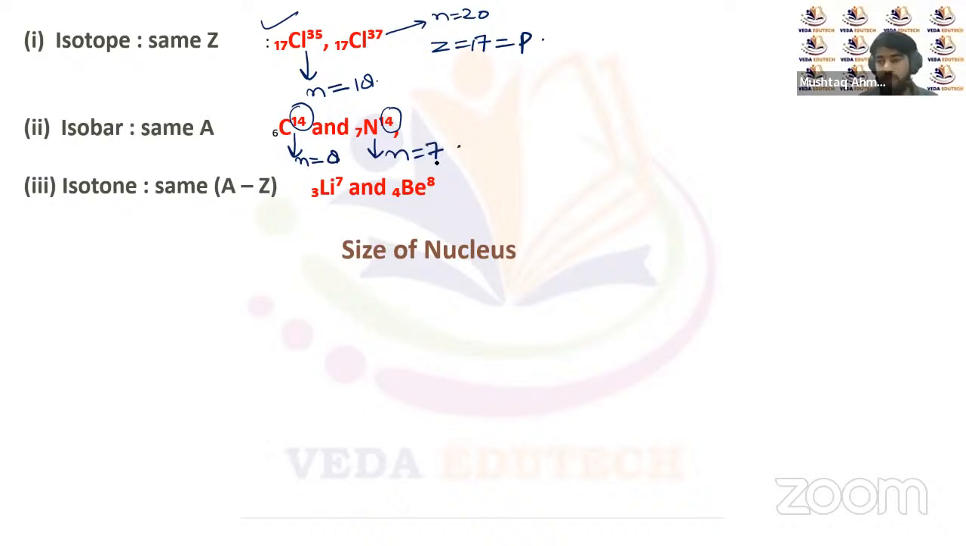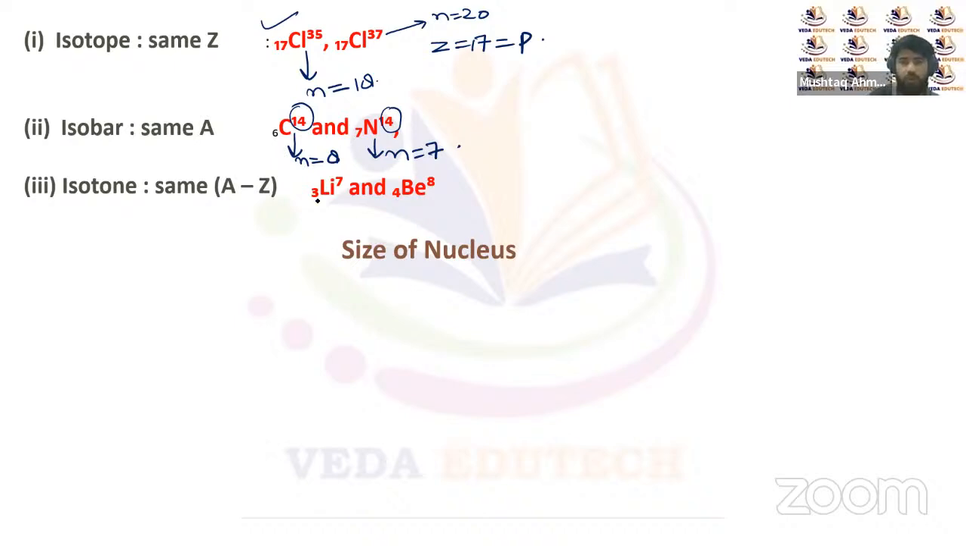Such nuclei we call isobars, right? And then we have isotones. Isotones are the atoms of the nucleus which have the same neutron numbers, or we can say they have the same A minus Z values, right?